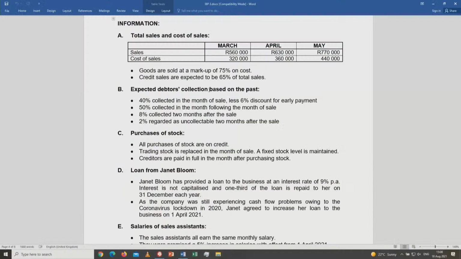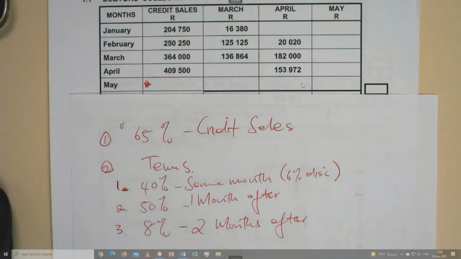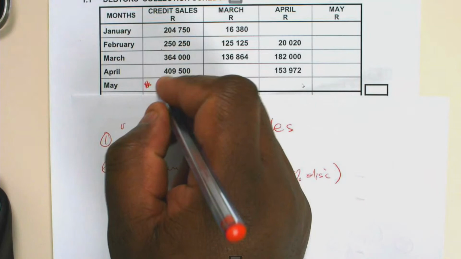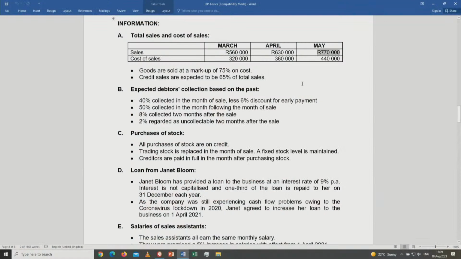Let's go to our question. Let's look at A. Under information A, total sales and cost of sales. Remember, the 770,000 for May. This is the total sales. Now, total sales includes credit and cash. What we need is the 65% that was given to us as credit sales. So we'll say 770,000 times 65%, you get 500,500. That is your credit sales. All right. Now we can start to collect, because we have our credit sales for May.